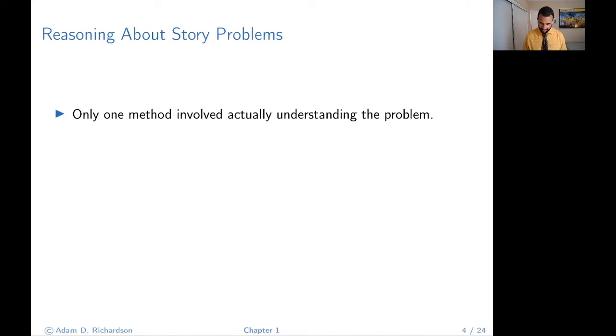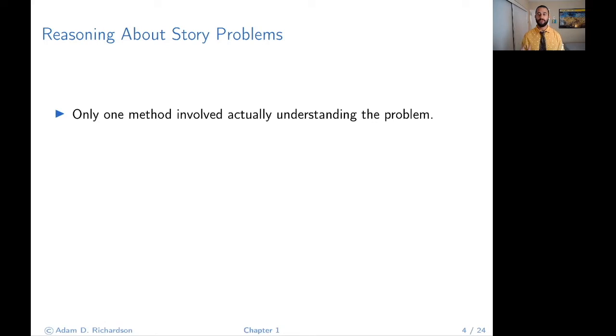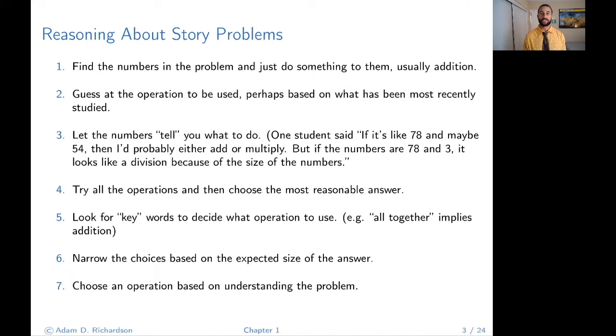So once you read through these, one thing I want to point out is this. Only one of those methods actually involved understanding the problem. And that's the main idea here. If you look back at these, look at the structure of these strategies, right? 1, find the numbers and just do something to them. Do something to the numbers, right?